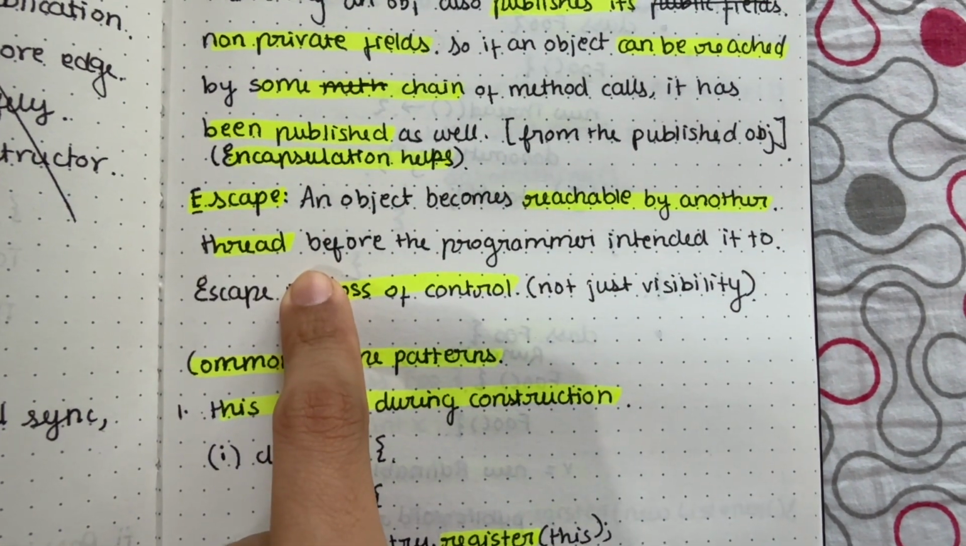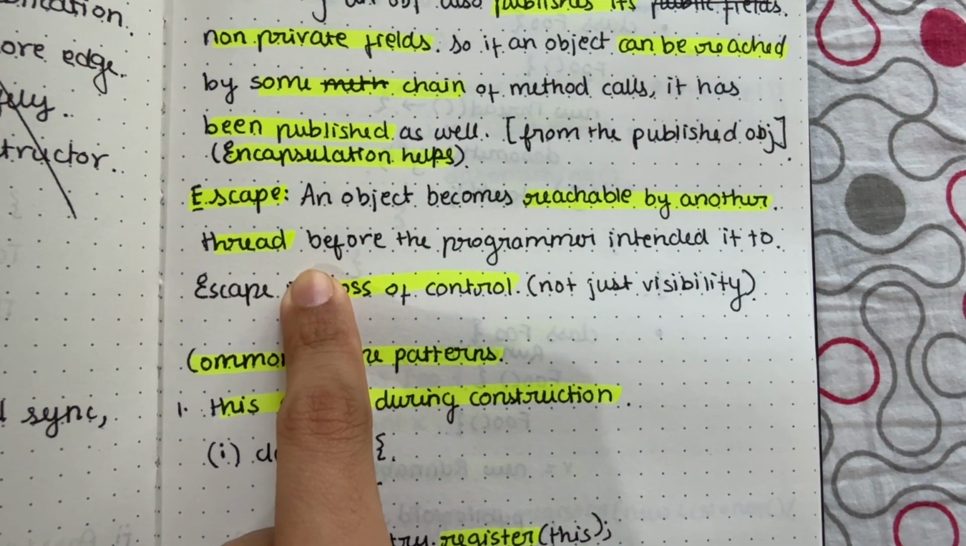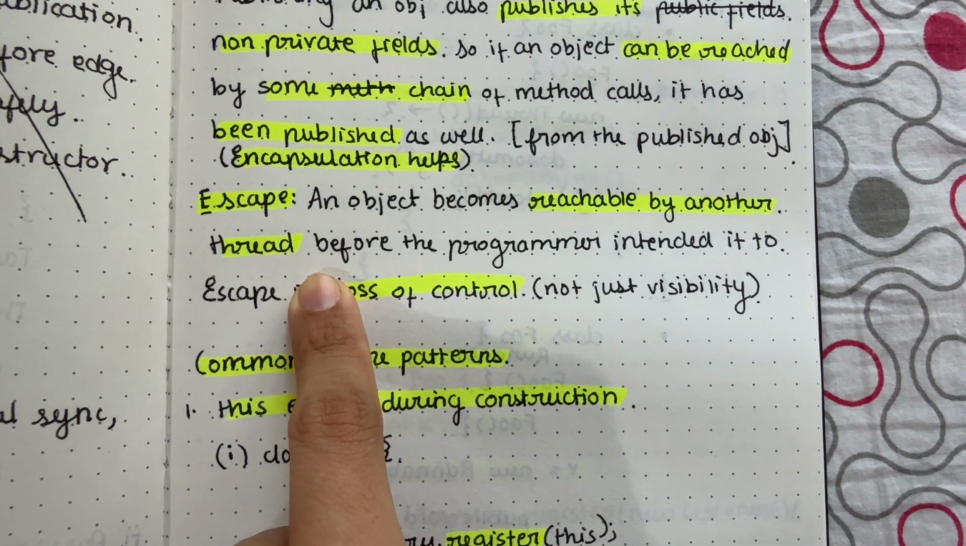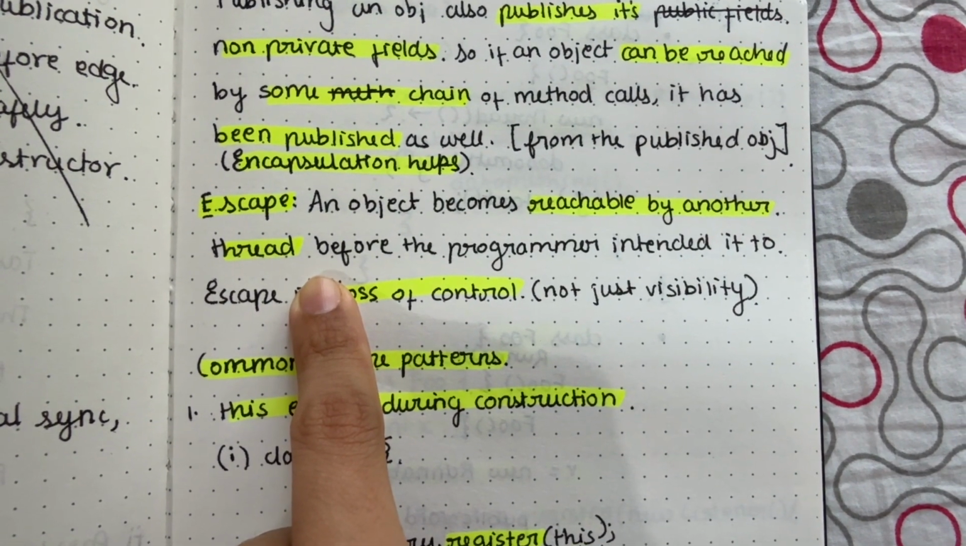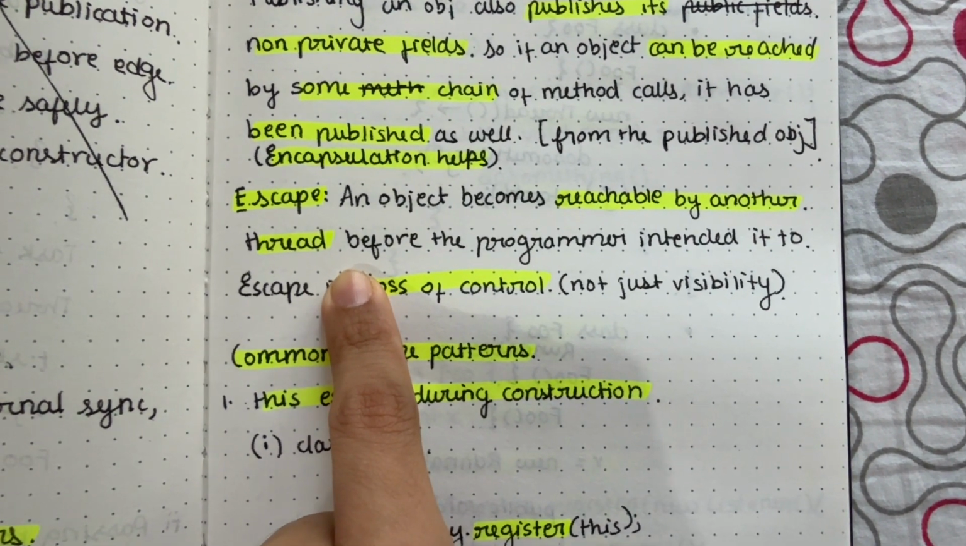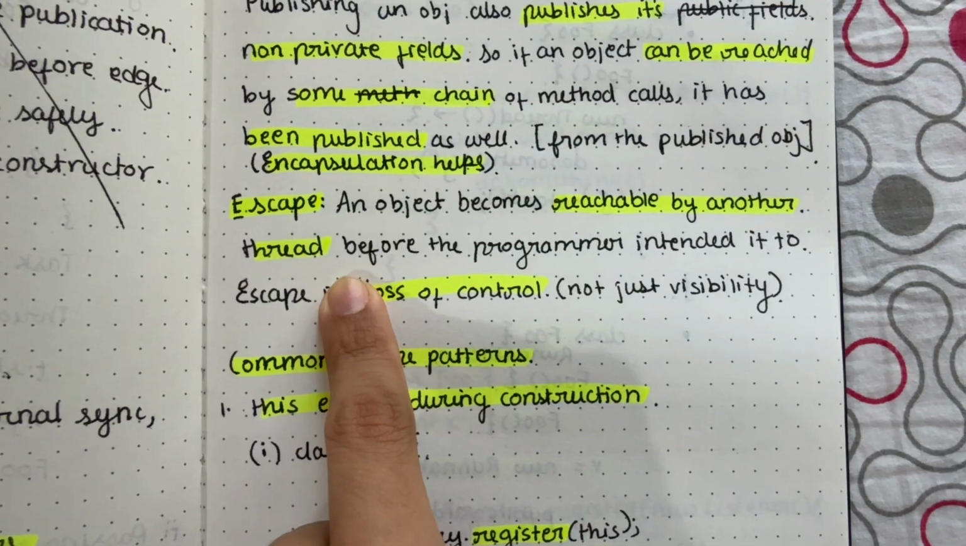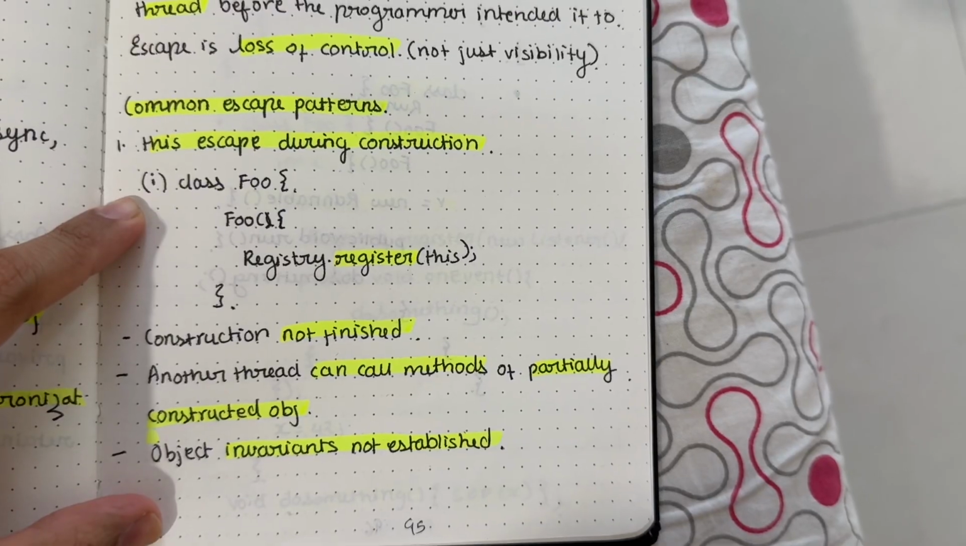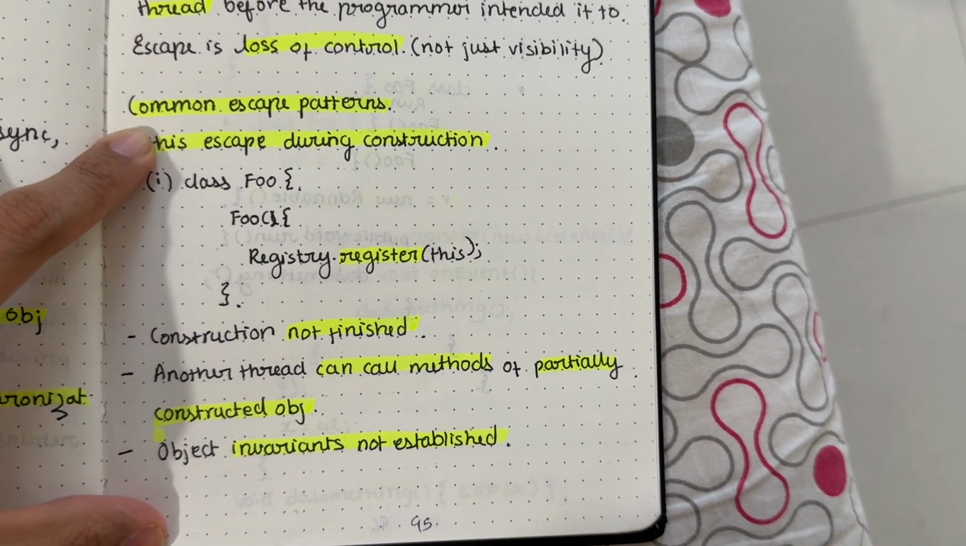So unsafe publication is when you want to publish that object, but you didn't use a happens before edge while publishing the object. And escape is when you didn't want to publish the object and it got published by mistake. Now let's look at some common escape patterns.